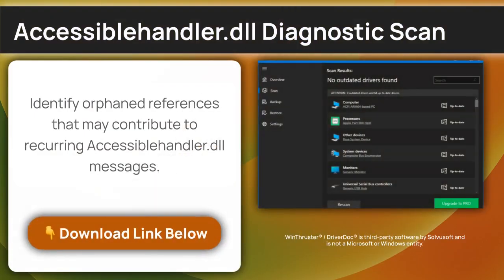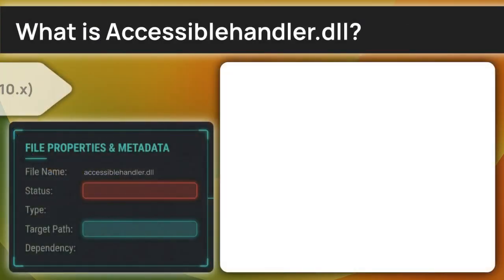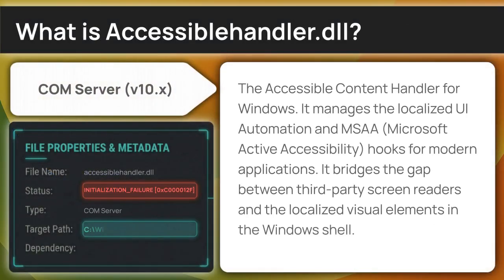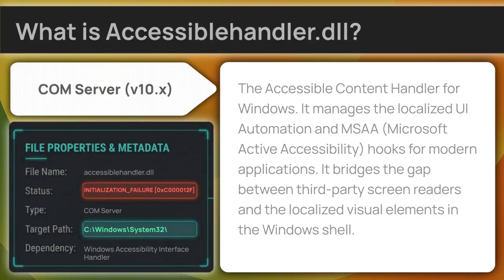This is the Accessiblehandler Library, the accessible content handler for Windows. It manages the localized UI Automation and MSAA, Microsoft Active Accessibility, hooks for modern applications. It bridges the gap between third-party screen readers and the localized visual elements in the Windows shell. Knowing the file's purpose is helpful, but now we need to physically restore it.